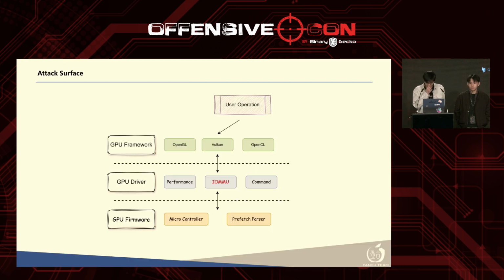In the mobile GPU architecture, the attack surface includes the framework, driver, and firmware. There are so many areas to explore, but today we will focus on the IOMMU, the input-output memory management unit. It is a complex and fragmented structure. It enables powerful features, but it's hard to define the exploits.